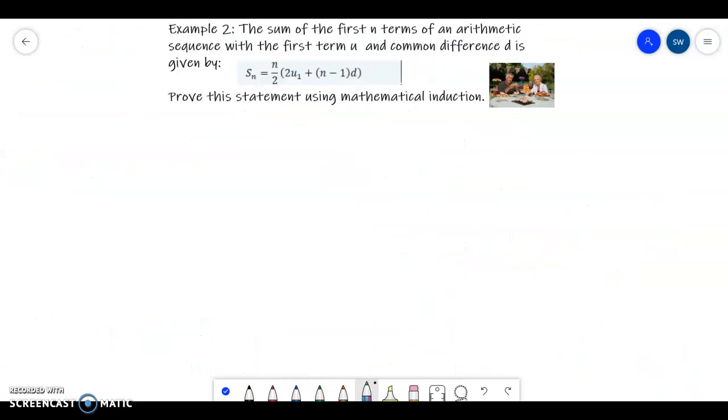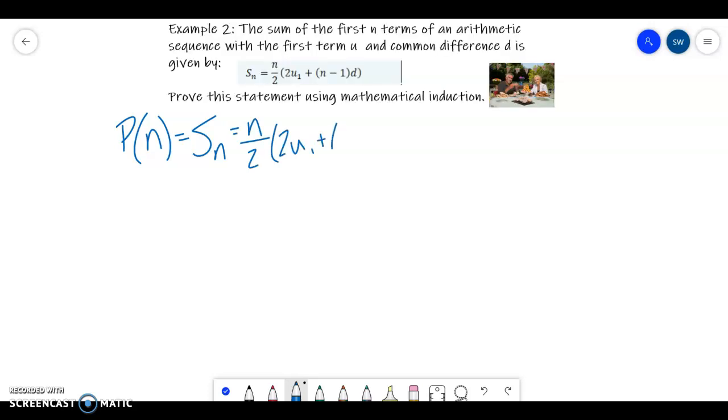Okay, next example. Next example is a formula we're familiar with, and we're going to prove it using induction. The formula is the sum of the first n terms of an arithmetic sequence. Okay, so just like last time, we want to define this. We need to define our P of n, and that is just the given formula. Great. So I'm just going to start writing this as step 1, step 2, step 3.